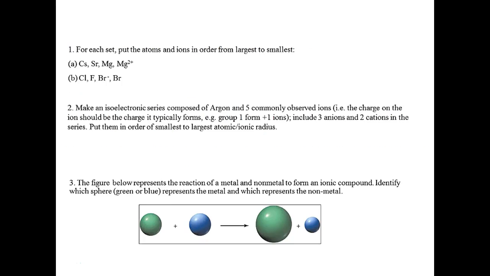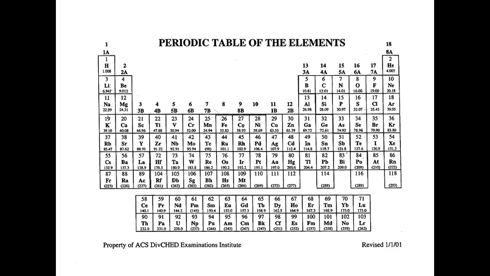Okay, so here's our practice problem number 1. For each set, put the atoms and ions in order from largest to smallest. Okay, so we have cesium, strontium, magnesium, and magnesium +2 ion. So we'll start by looking at the periodic table, right? So cesium is here, it's an alkali metal. Strontium is here, magnesium is here, and then we're going to also include the magnesium +2 cation. So as we think about the trends here, 3 of these are neutral atoms and 1 of them is an ion. And so we're going to start by thinking about our trends, right?